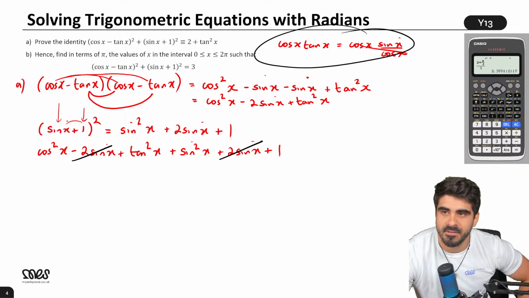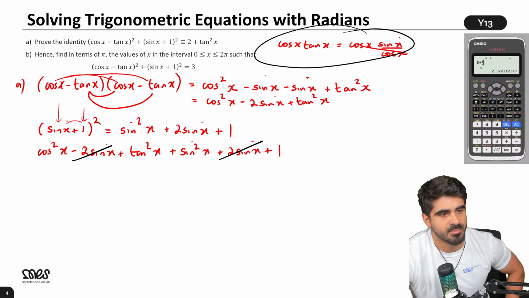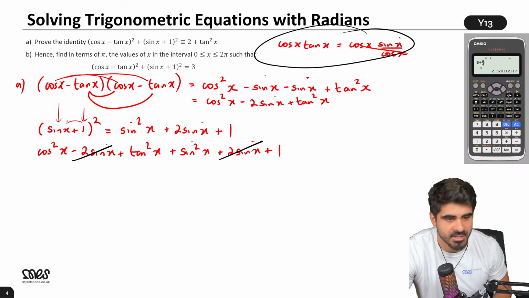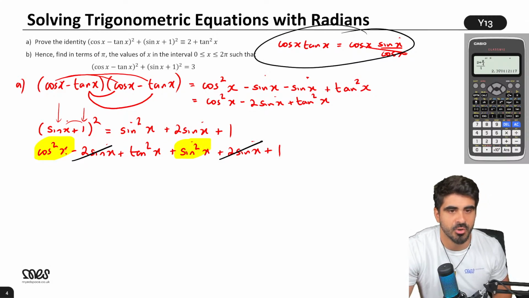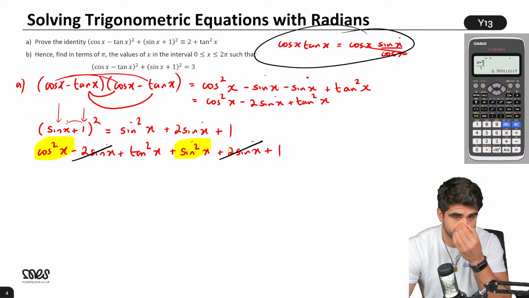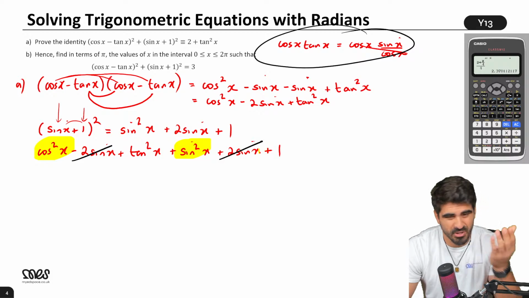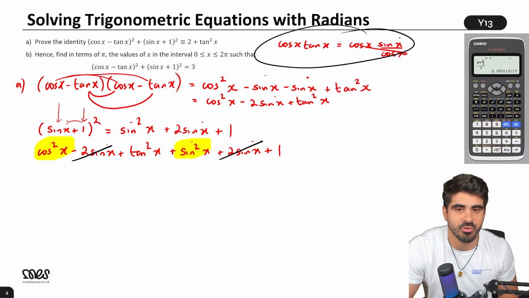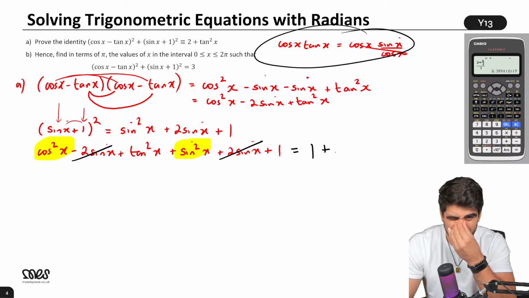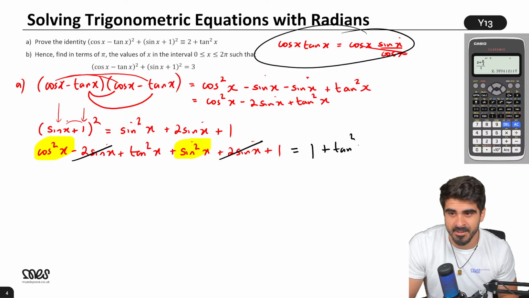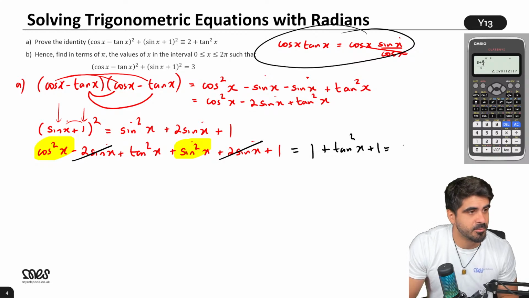Halima, look up here. Nice, Pramit. So cos squared plus sine squared is 1. So nothing needs to be changed. You just know sine squared plus cos squared is 1. You don't need to write down that identity. So we have 1 plus tan squared plus the 1 at the end. And then we're proved. Nice one, dive.